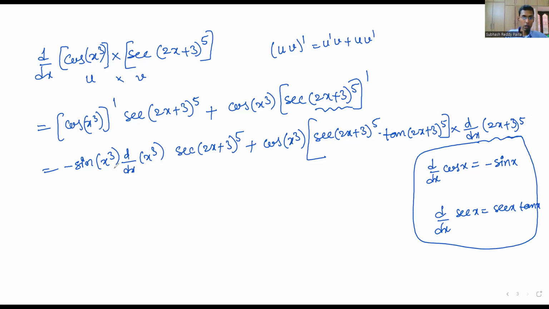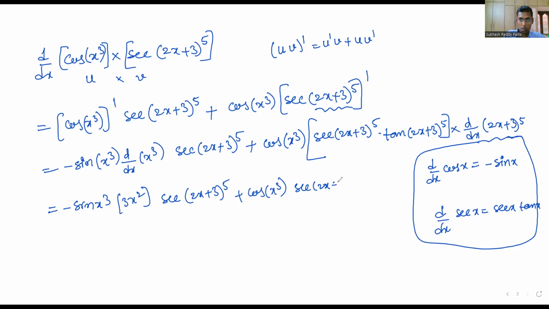So again, this is minus sin x cube into the derivative of x cube, which is 3x square, into secant of 2x plus 3 whole power 5, plus cos x cube into u v dash, which is secant of 2x plus 3 whole power 5 tan of 2x plus 3 whole power 5, into the derivative of 2x plus 3 whole power 5, which is 5 into 2x plus 3 whole power 4.